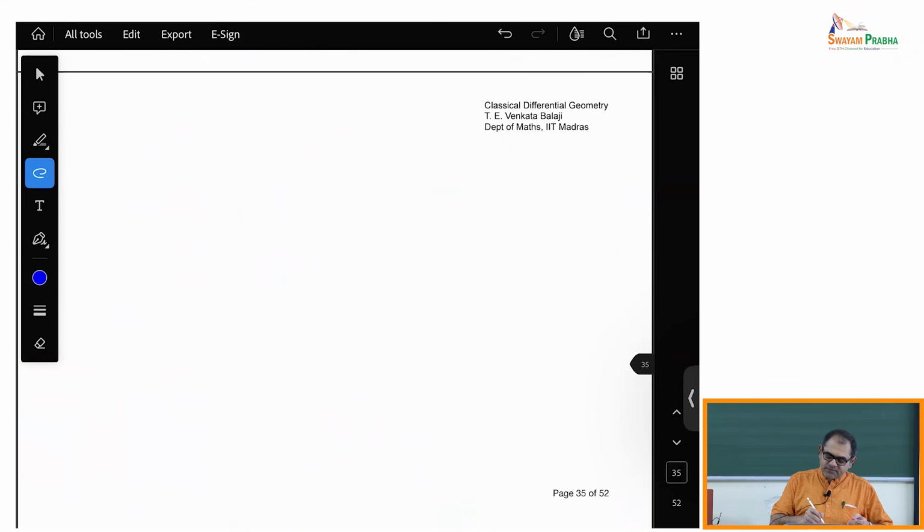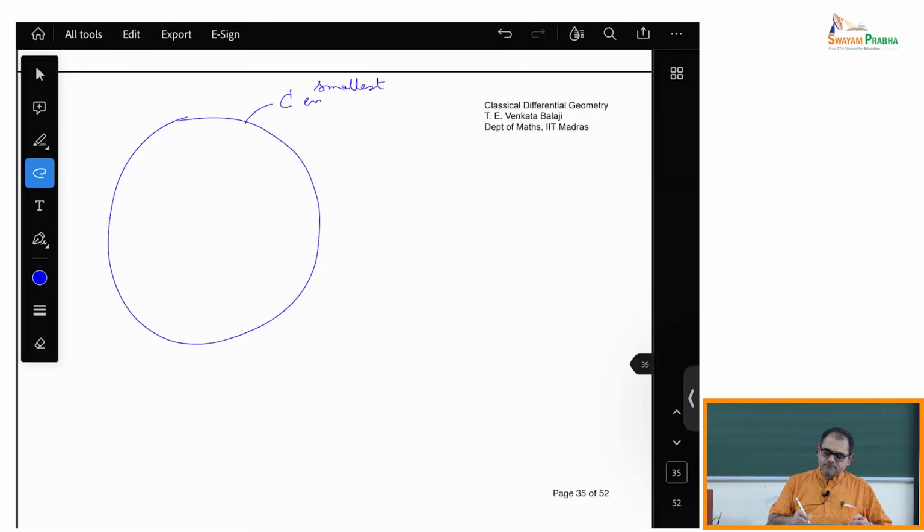And this requires an argument which is as follows. It is geometrically evident but we can give an argument like this. So let me explain that argument. It's a little bit of geometry. The picture is like this. You have this circle C, which is the smallest enclosing circle for gamma. And then there are these 2 points. Let me in general call them Pi and Pi plus 1.